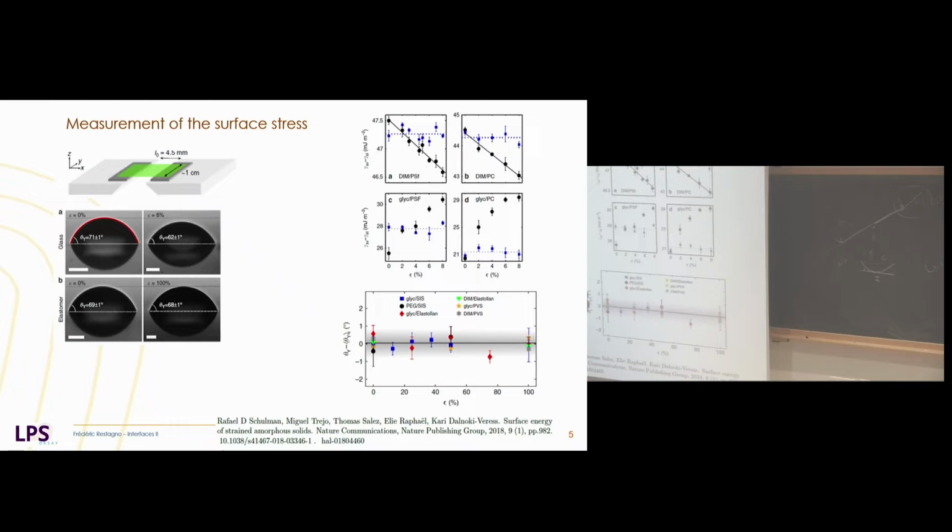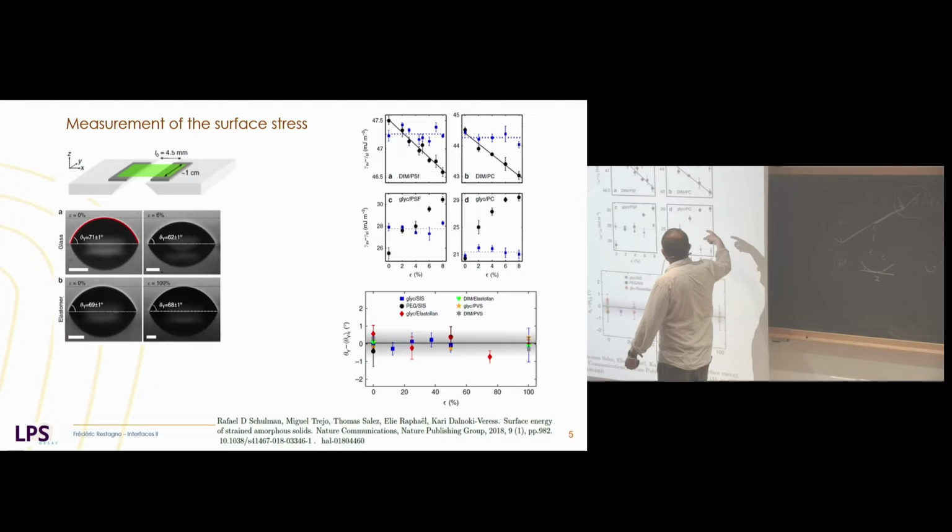They do the same with an elastomer. I think it's a PDMS elastomer here, not sure. Now, just look at the numbers. Here it's 6% of deformation, whereas here it's 100% of deformation, because on an elastomer you can pull a lot. Well, if you deform your sample by 100%, they see no difference.